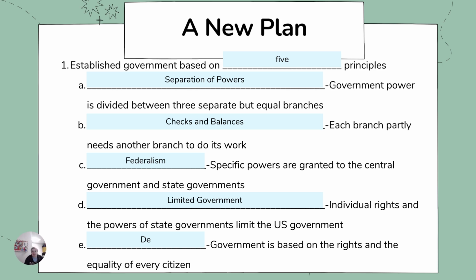Federalism, the idea that specific powers are granted to the central government and then to state governments. Limited government, which is the concept that individual rights and powers of state governments limit the United States government. And finally, democracy, the idea that government is based on the rights and equality of every citizen.